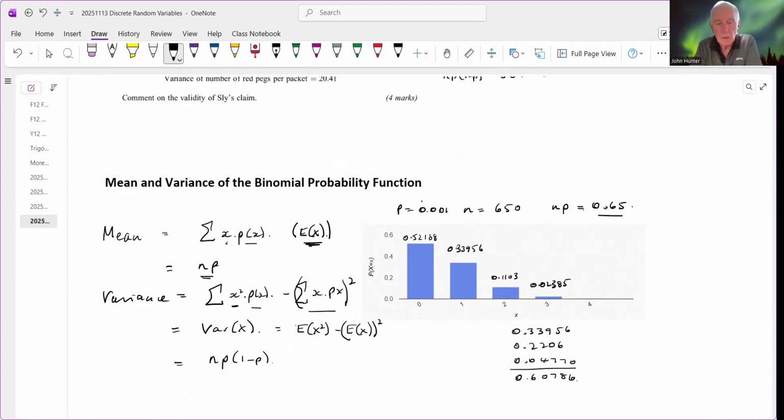Okay, so that has been a bit of a run through the binomial. There's a lot more to know about discrete random variables and the binomial probability function. But if you can follow and understand all that, then you're in a reasonably good place to do quite a lot of the exam questions on the binomial.